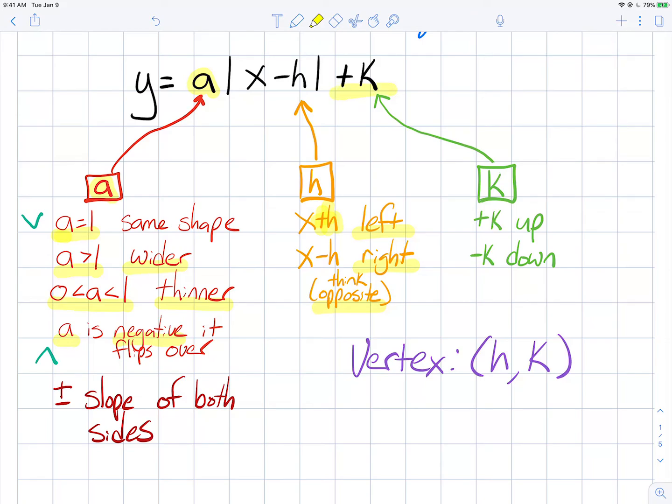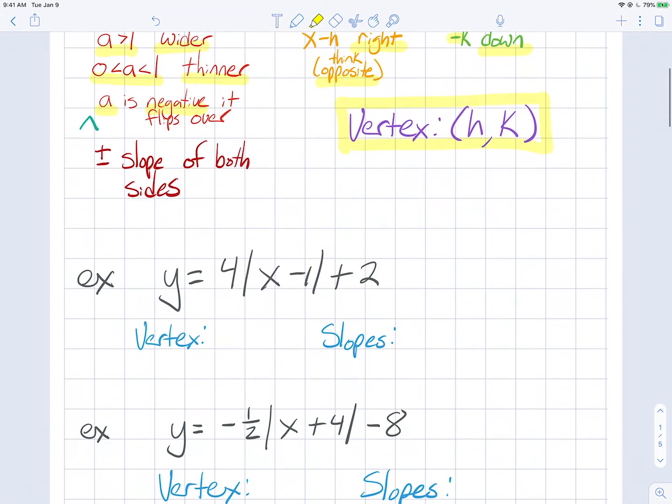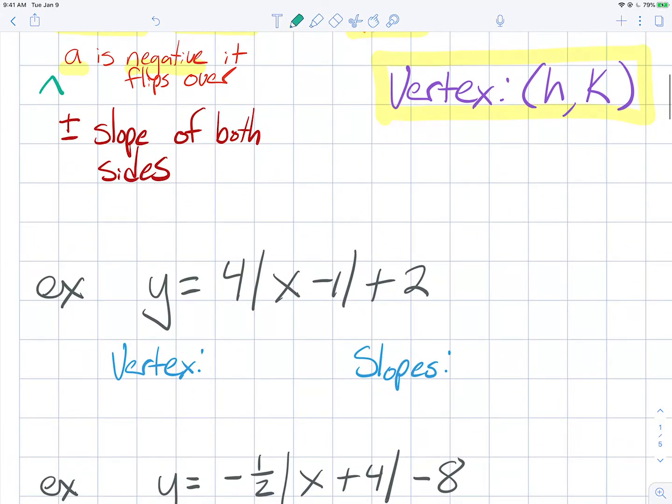Then at the end, there's a number being added or subtracted. If that number is being added, you're going to be moving it up. If it's being subtracted, you're going to be moving it down. Now, one of the things that these two numbers, h and k, give you is the vertex. So we are going to be graphing absolute value equations using the vertex and the slope of both sides of the v. So if our equation was y equals 4 times the absolute value of x minus 1 plus 2.